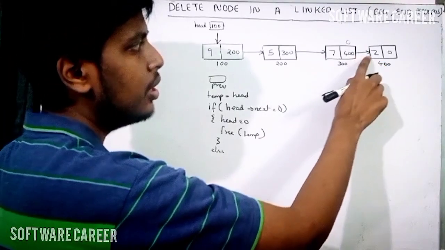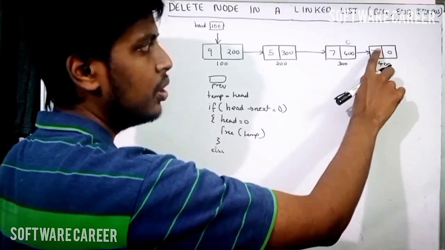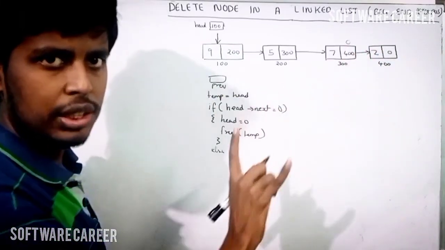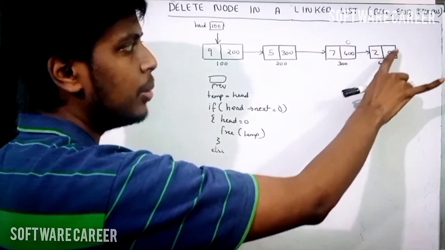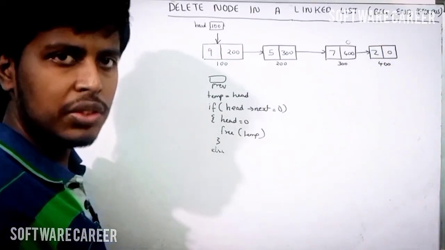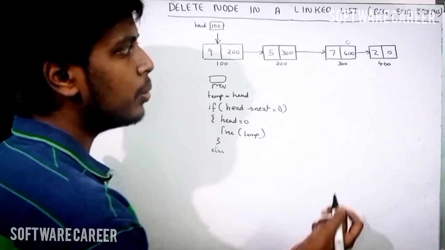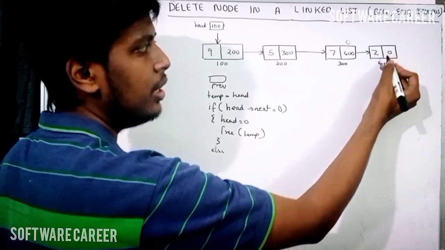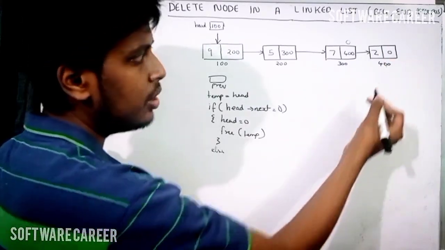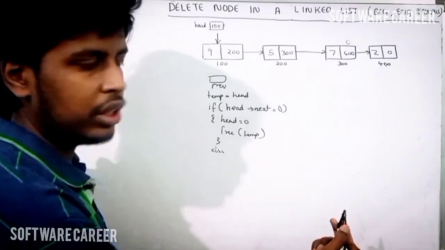Now after cancelling, this node will be a garbage value. This is not considered as part of the linked list. Now you should remove this garbage value from the memory, or else it will cause memory wastage. So how to remove? For removing this, I need to access this node. For accessing this node, I need a pointer pointing to it.